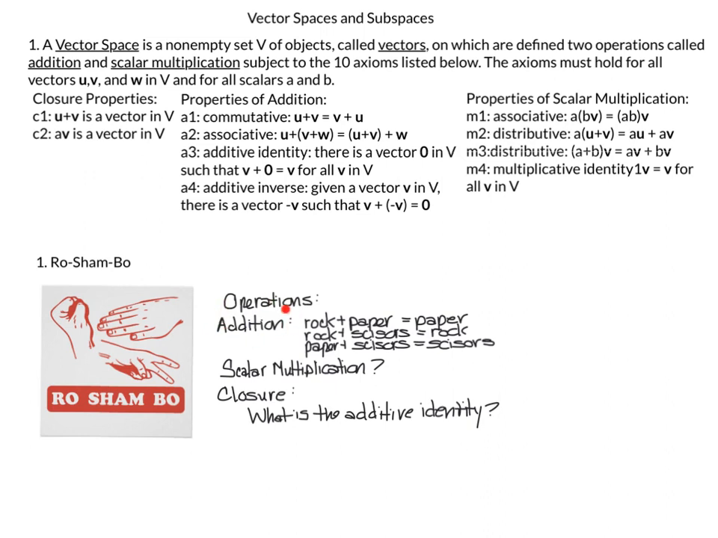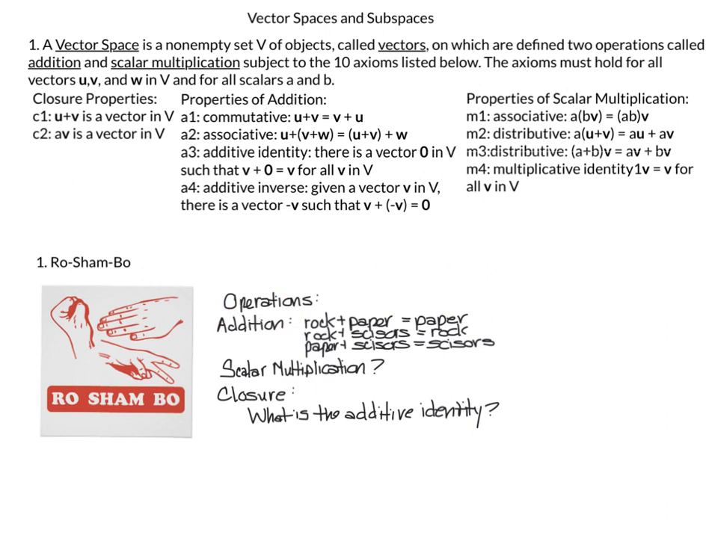And for the vector addition, the vectors were the three different plays: rock, paper, scissors. Then the operation would be who wins. If one person had rock and someone else had paper, the paper would wrap around the rock, so the winner would be paper. If someone had rock and someone else had scissors, the rock could pound the scissors, so the winner would be rock. If someone had paper and the other had scissors, the scissors would cut the paper, so the winner would be scissors. And if two people had rock, it would be a tie, so I guess the winner would be rock, paper would be paper, and scissors would be scissors. That would be the addition property.